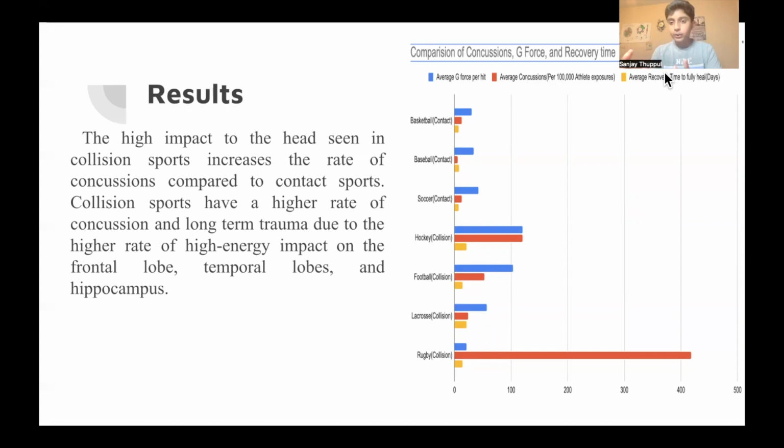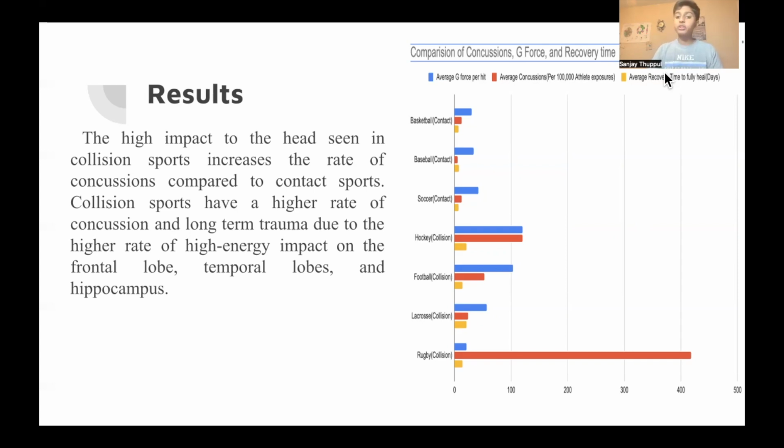Although rugby can differ due to the high amount of hits, the other three collision sports have exponentially increased in terms of G-force compared to the contact sports. Hockey has a G-force at around 105 per hit, football 103 per hit, and lacrosse 68 Gs per hit. All three of these are increased by nearly double the contact sports.